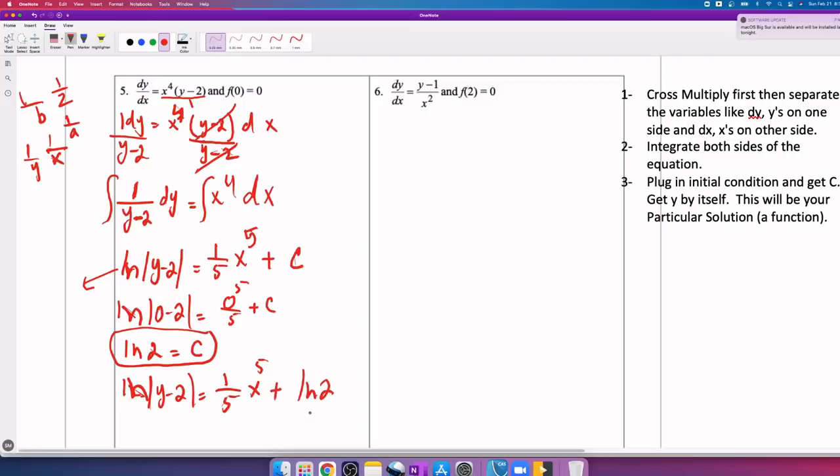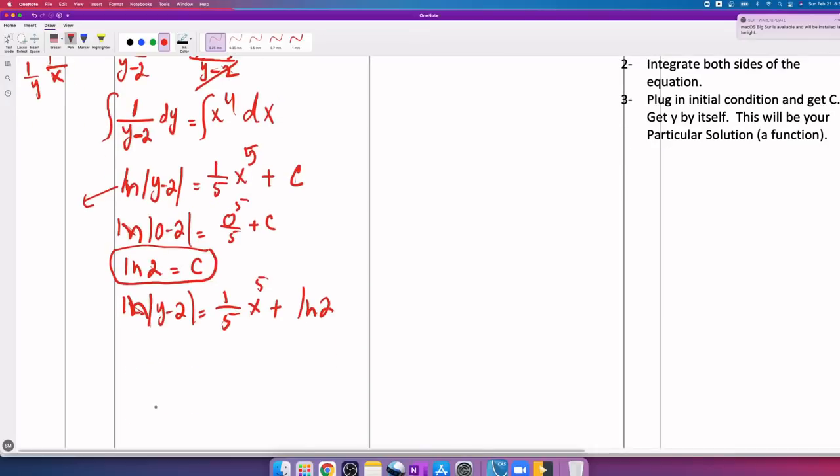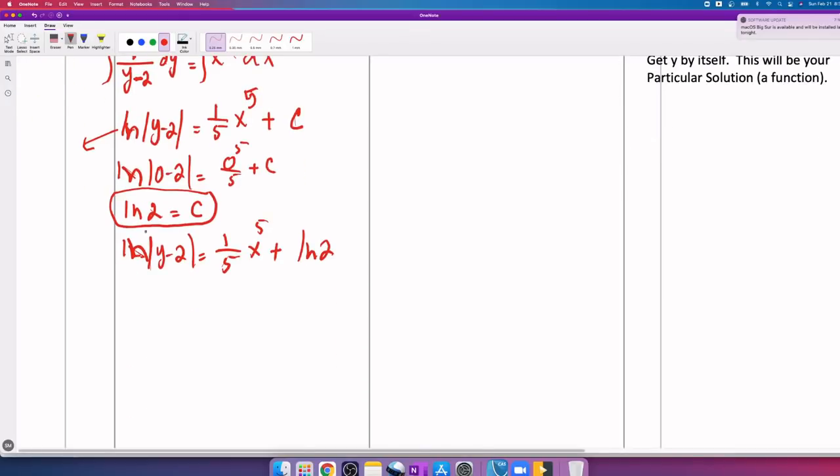Done. Now, how do I get y by itself? Because y is in y minus 2 absolute, and it also has an ln. So, one thing at a time. How do I get rid of ln? You can only get rid of ln if you make base e. So I'm going to make base e for this whole function, 1/5 x to the 5 plus ln 2. Ln and e cancel out.